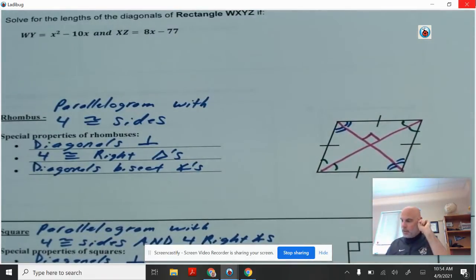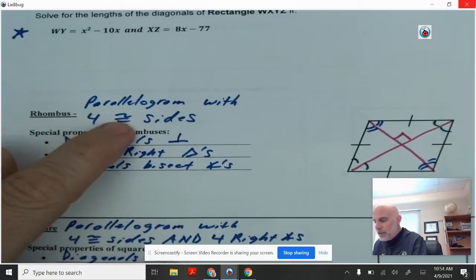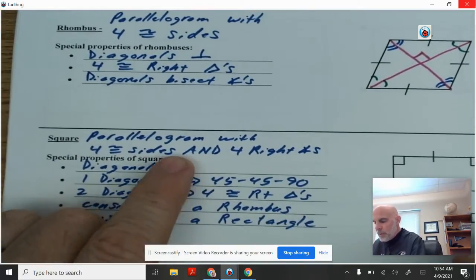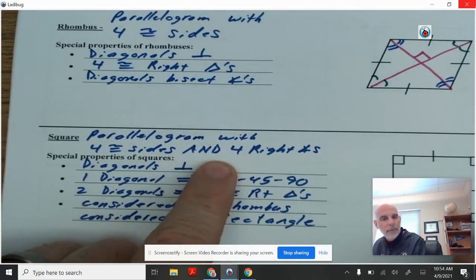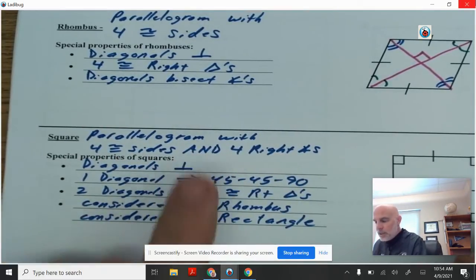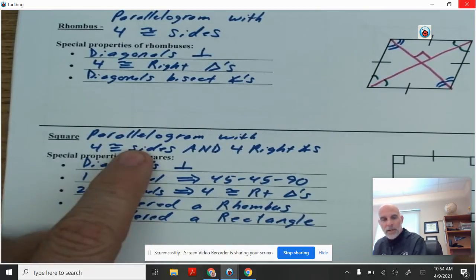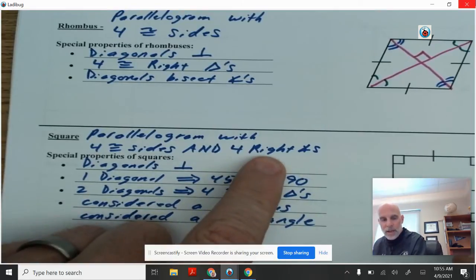All right. So those are the two key things for a rhombus. And then notice the definition on each of these. And then you'll see that a square is basically the definition of a rhombus and a rectangle at the same time. That's why we can say that this square is considered a rhombus. It has four congruent sides. And a square is also considered a rectangle because it has four right angles.